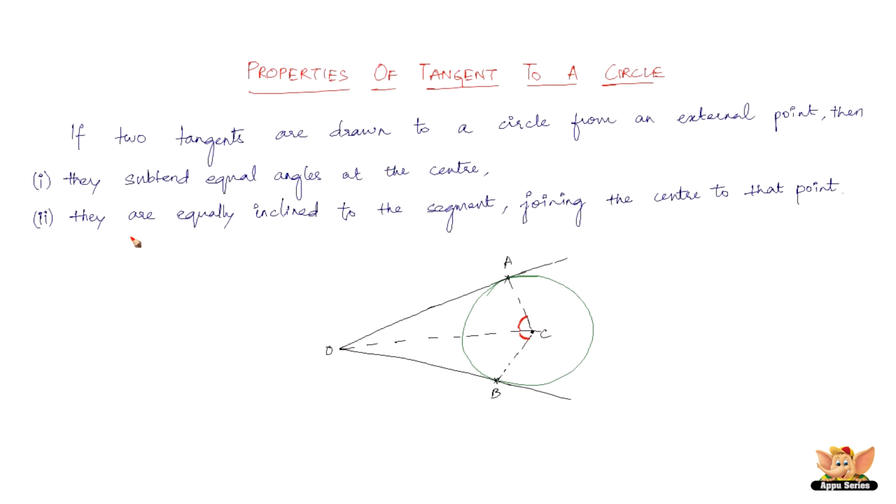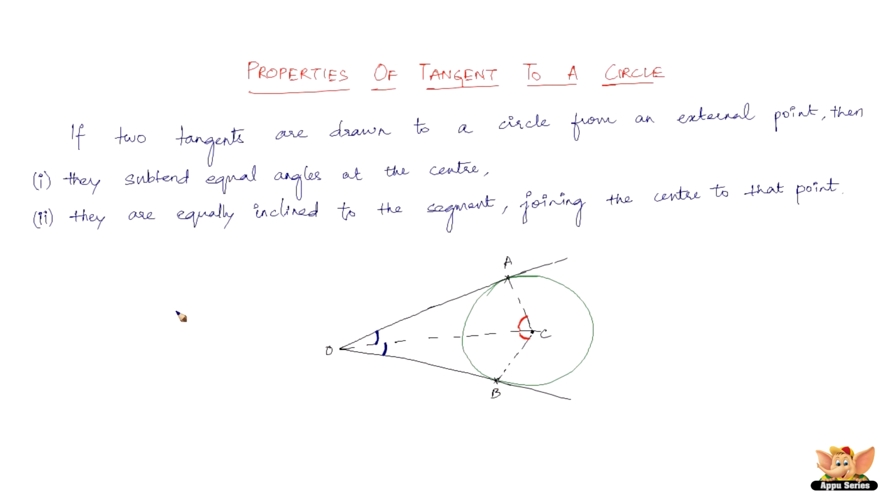That's the first thing. The second thing is that they are equally inclined to the segment joining the center to that point. Here it is the segment OC. It joins the center to this point, and these two tangents are equally inclined to that segment. Here it is. These two angles are equal. That is, AOC and BOC are equal.